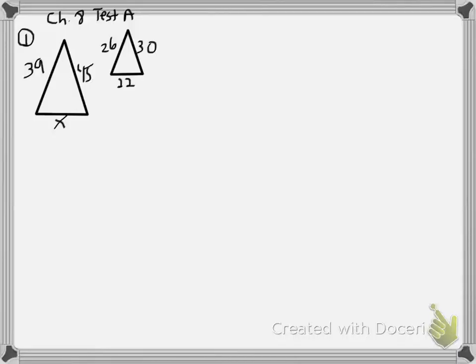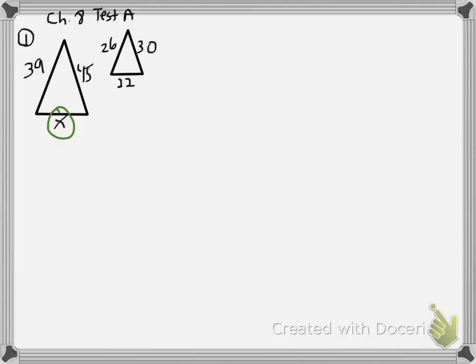Okay, this is Geometry Chapter 8 Test on Similarity. This is version A, and I'm starting with question one here. You've got the two triangles there, and it tells you that they're similar, and it wants you to find the value of x. So I need to find x, which is right here.